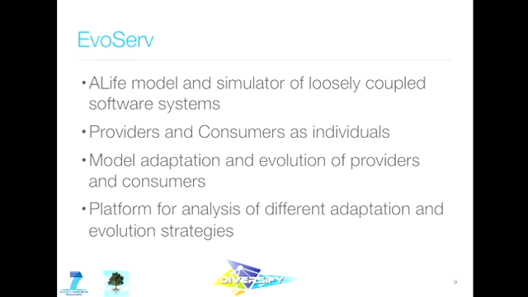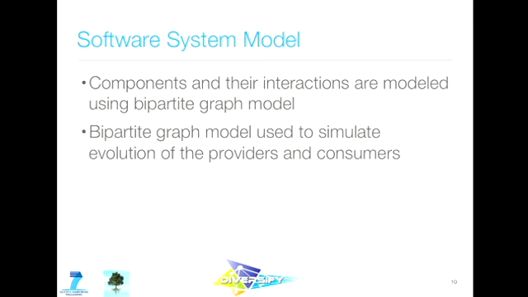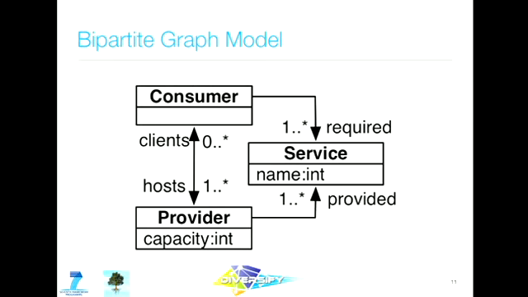You have providers and consumers as individuals in the system, and basically model the interactions between them. Now, software interactions between software systems are like, as you saw from one of the previous slides, providers provide some things and consumers require something. In order to model that, we decided to do this through a bipartite graph model. So basically, you have the consumer and the provider. The provider provides a service, the consumer requires it, and the consumer connects to the provider to get that service. A pretty simple model.